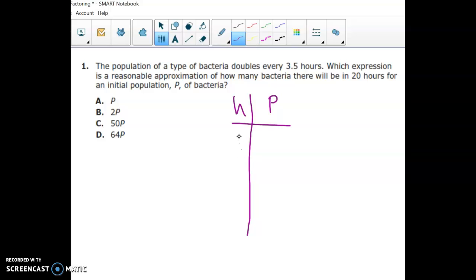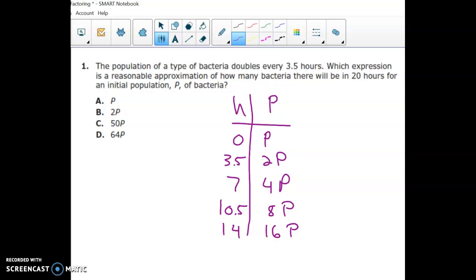Okay, so the initial population of bacteria is P, right? So after 0 hours, we have P, and then after 3.5 hours, we've doubled, right? So we have 2P, okay? And we want to know after 20 hours. So if we go another 3.5 hours, we'll double again. So I'm just doubling this. And then if I go another 3.5 hours, I'm going to double again. And then another 3.5 hours, I'm going to double, so 32P.